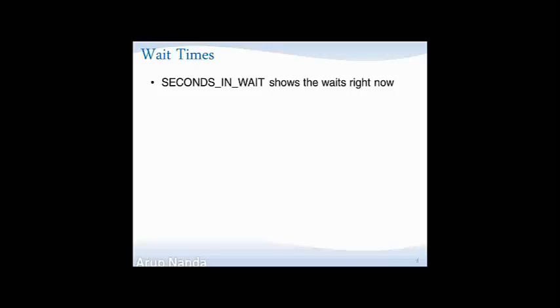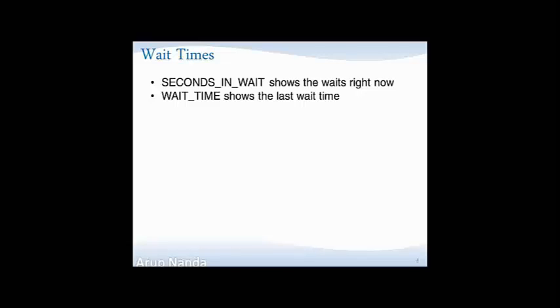Seconds in wait shows you the waits happening right now. If a session is waiting right now, the seconds in wait will come into picture. For example, in your case, you took the car out of your house, you got to the end of the driveway, you are onto the road, but you can't get on the road yet because there are cars coming from that direction. So you're waiting for the cars to pass. If you had a stopwatch, at that point you'd start counting from the time you started waiting until you actually get on the road. That seconds in wait shows you what's waiting on right now.